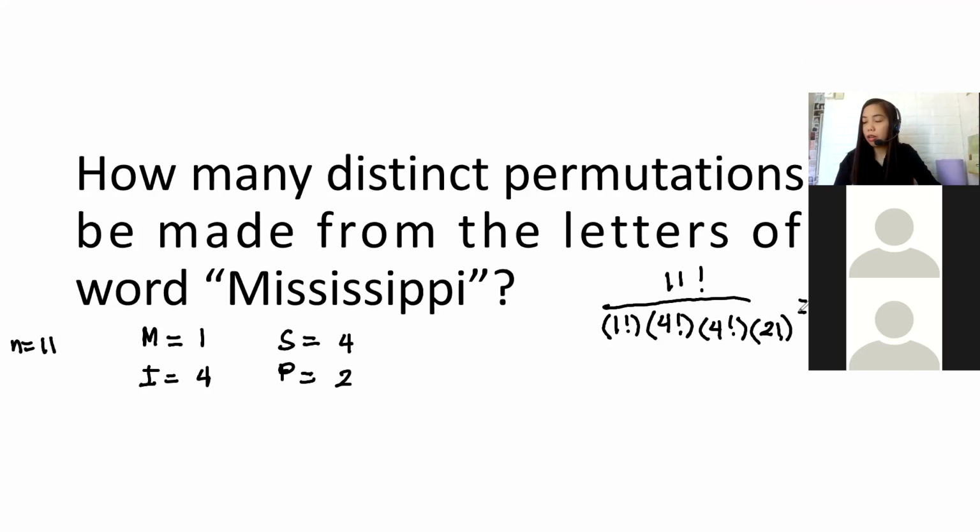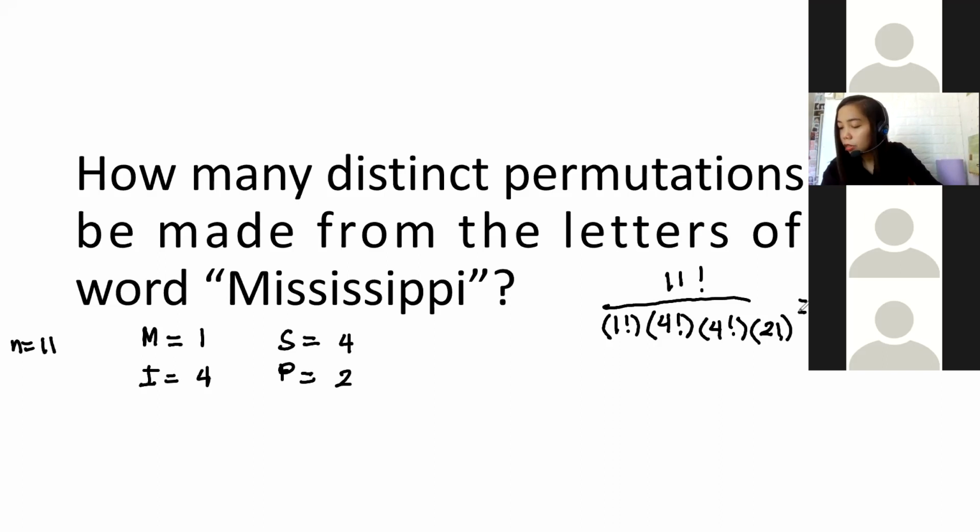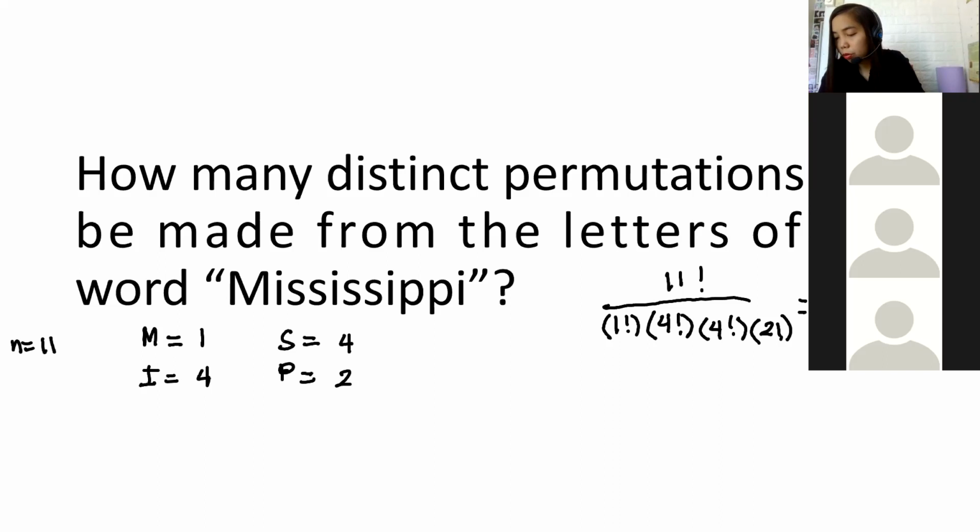Yes, Daniel. 34,650 po. What? 84,000? 34 po. 34,000. 650 po. How about the other? So, I'm going to check 11 factorial over 1 factorial times 4 factorial times 4 factorial times 2 factorial.